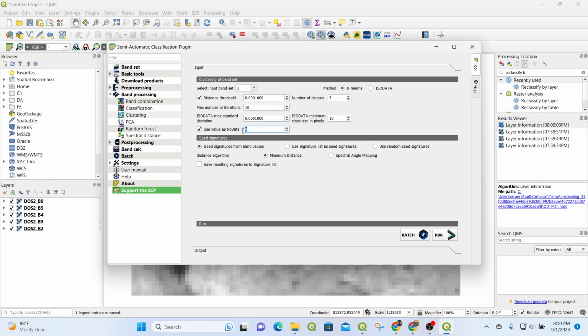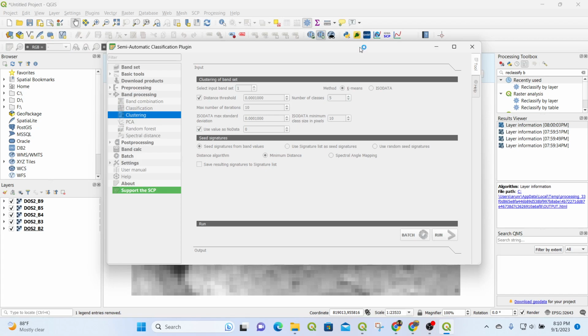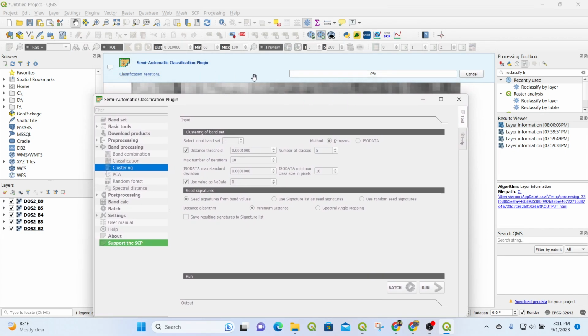Use the no data value as 0. Now it is a repeated process, so you need to do multiple iterations and adjust the distance threshold until you get reliable results. Here, if you see, we are not giving any training pixels, so we are just going to classify it and it is going to give us the number of classes. I'm going to save it as classification 1, save, and now it is running in the background. It is going to run 10 iterations.